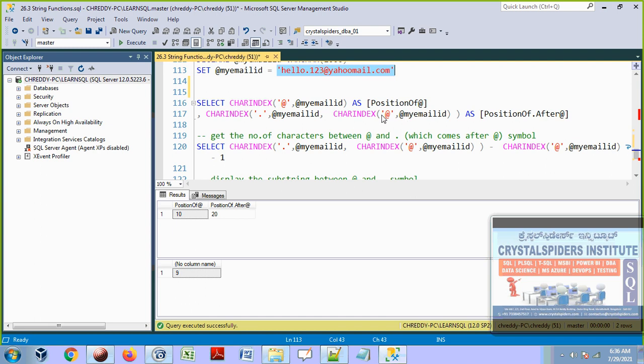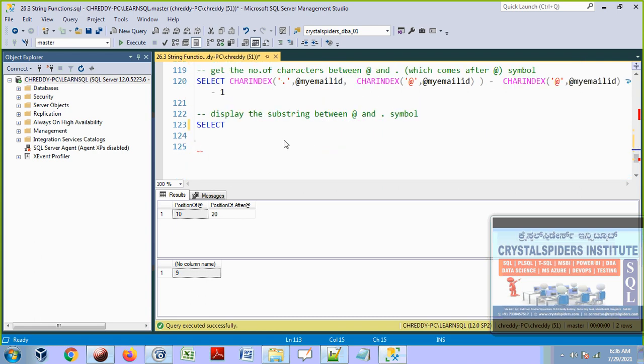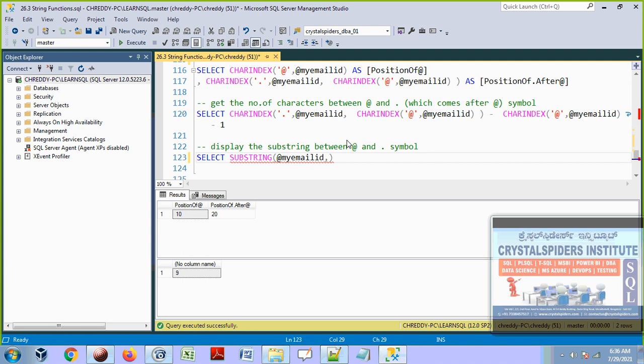The substring function will take 3 parameters: what is the value, from which position you want to start printing that substring, what is the starting position of the substring, and also how many characters. So my value is there in the email ID column. Let's start, guys. Now I am going to use the substring function, and where is that value? The value is there in my email ID. Now what is the starting position of your substring?